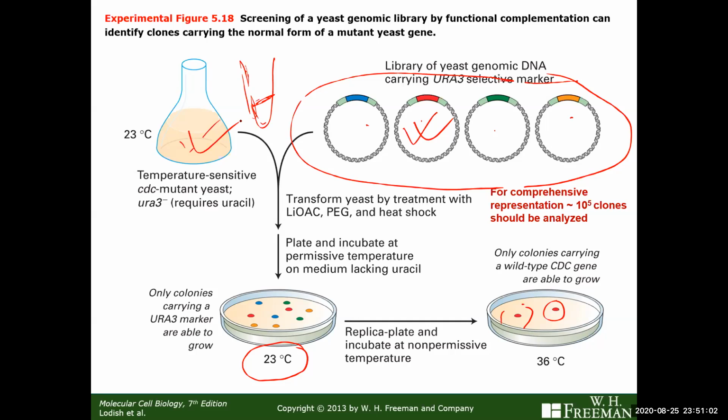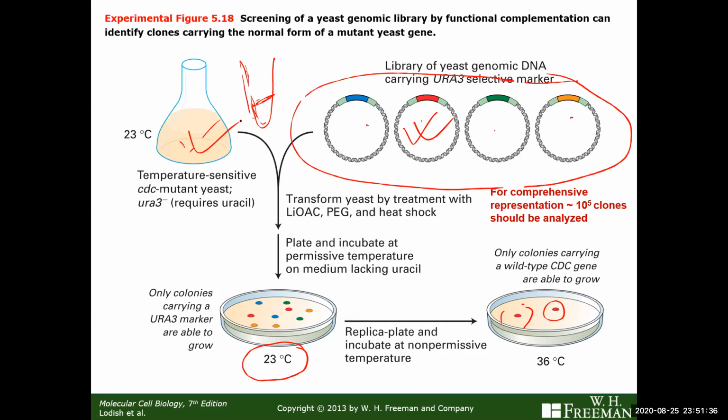After they have grown at 23 degrees centigrade, you make 2 replicas. Replica meaning Xerox, photocopy. It is not really a photocopy in that sense, but the colony positions will be identical to the parent plate. And then you put one plate at 23 degrees centigrade and another at 36 degrees centigrade. Then you will see which are the colonies that grew at 23 degrees centigrade but not at 36 degrees centigrade.